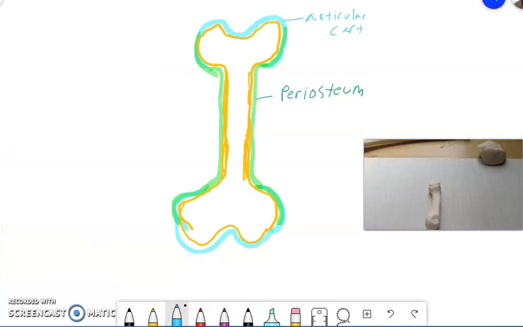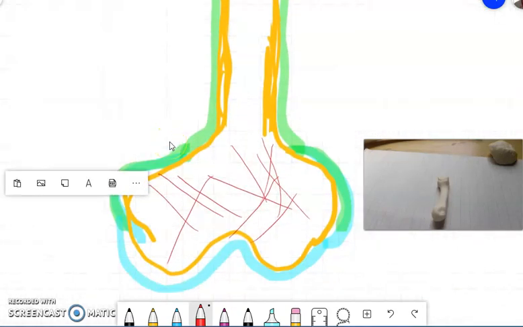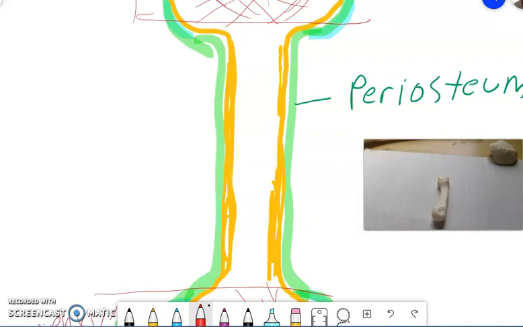Now, these ends of the doggy bone are the epiphyses. And what kind of bone was in there? That's right, spongy bone. So we have spongy bone in these epiphyses. And the epiphysis is the end. So this end of the long bone is the epiphysis. And there are two of them. So this end would also be the epiphysis. And it is made as spongy bone.